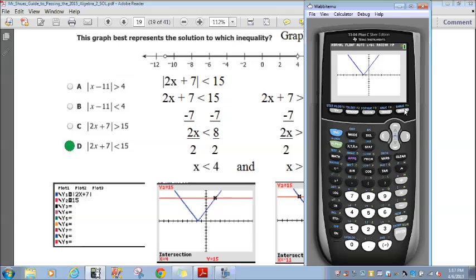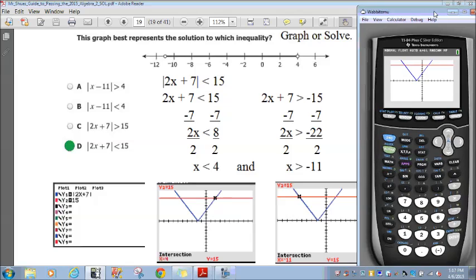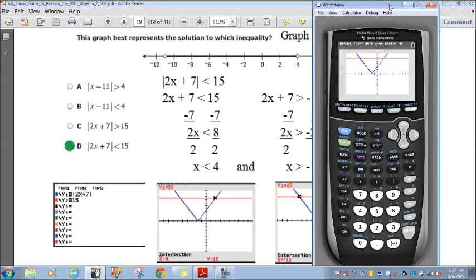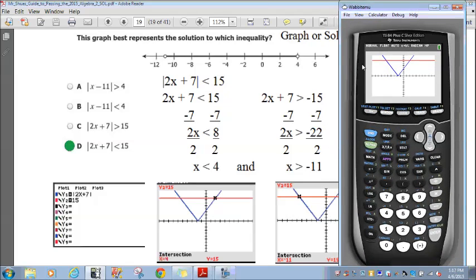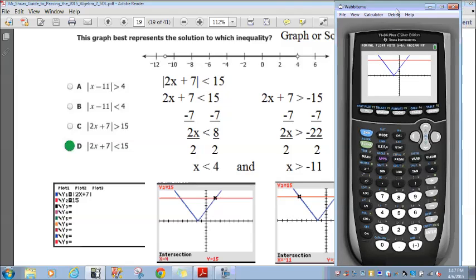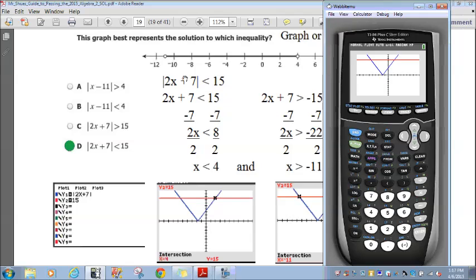So that's the absolute value of 2x plus 7. And then that is y equals 15. So now these points of intersection right here, which I've already done for you here, but I'm just going to do it on the calculator here. So now solving, we got x is less than 4 and x is greater than negative 11. So what we have here on this graph, x is less than 4, x is greater than negative 11. So these points should be 4 and negative 11 where they intersect. Let's find out if that's so.